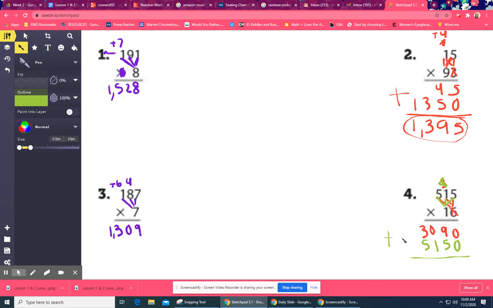Last step is to add. So 0, 9 plus 5 is 14. 2, and then 3 plus 5 is 8. So 8,240.